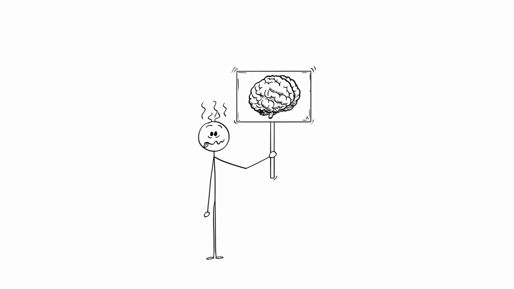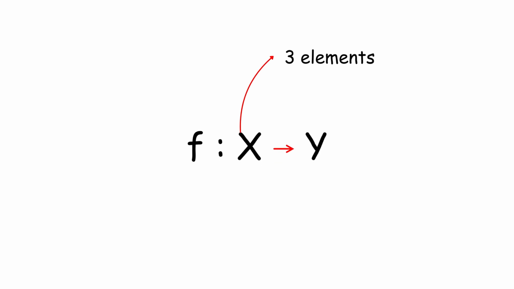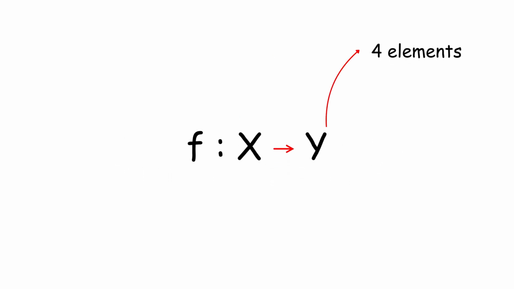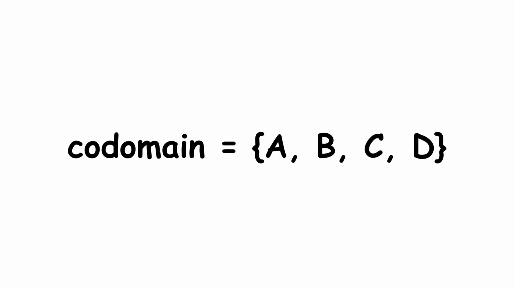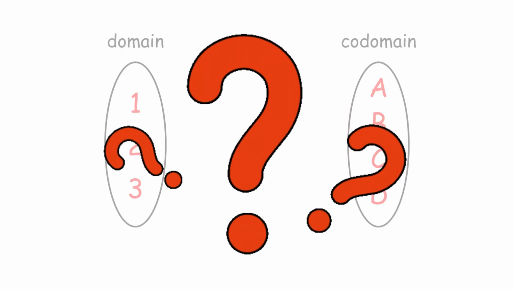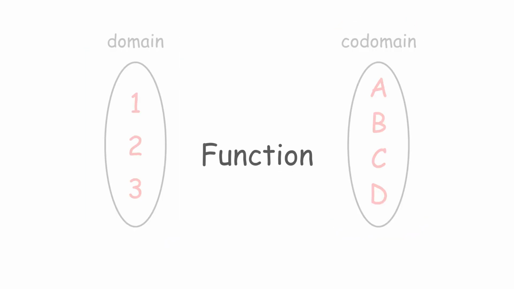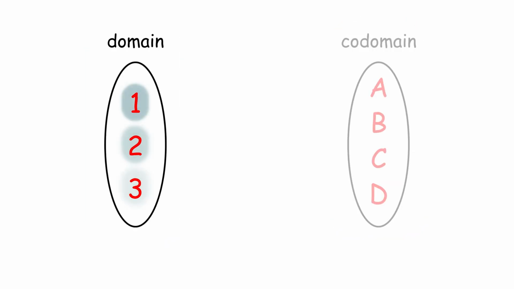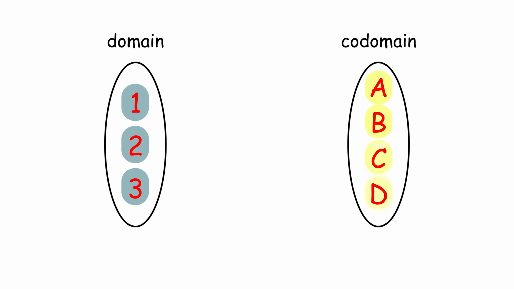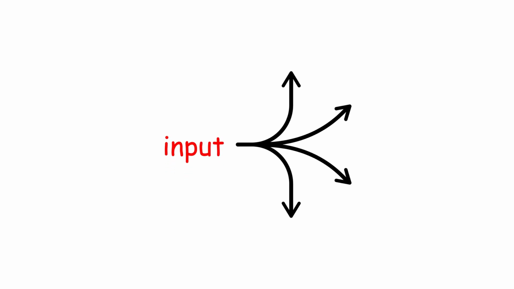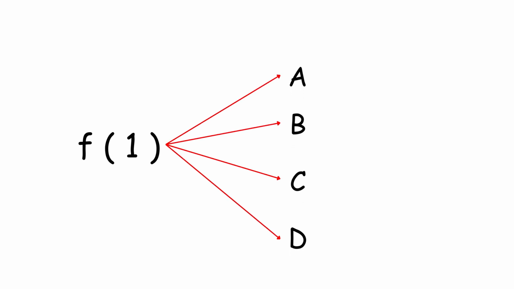With all of this in mind, imagine a domain with 3 elements, say 1, 2, and 3. Then imagine a codomain with 4 elements, say a, b, c, and d. How many possible functions f are there that have this domain and codomain? To construct such a function, for each input in the domain, we have to choose exactly one output in the codomain. Firstly, there are 4 choices for what f of 1 can be. It's either a, b, c, or d. The same is true of f of 2.